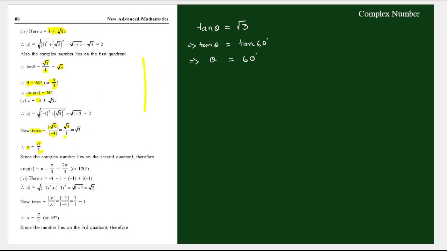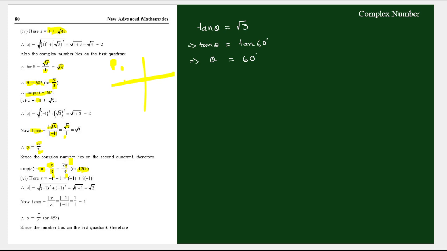Negative came, then positive. So it lies where? In the second quadrant. If it is in the second quadrant, then pi minus alpha. Alpha means pi by 3. So theta, the argument, will be pi minus pi by 3. So this will be 3 pi minus pi, which is 2 pi by 3, or 120 degree. Pi by 3 is 60, two times is 120. This is the working rule.